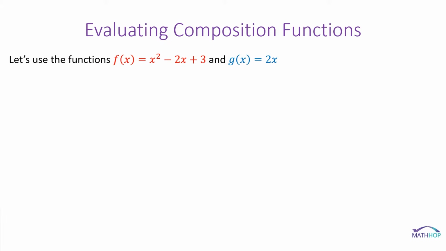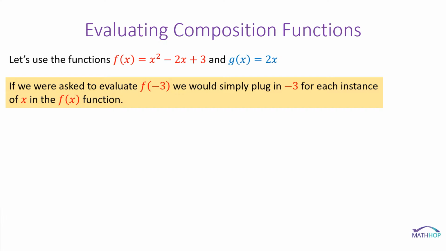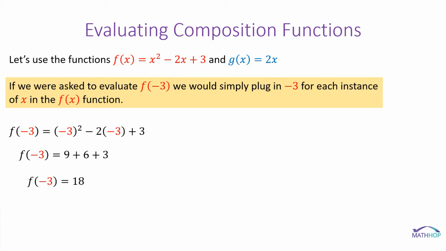All right, let's look at two functions and get to the bottom of this. Let f of x equal x squared minus 2x plus 3 and g of x equal 2x, and let's say we were asked to evaluate f of negative 3. Well, that would be easy. We would simply take negative 3 and plug it in for each instance of x in the f function. Why the f function? Because it said f of negative 3. F of negative 3 is the quantity negative 3 squared, which is 9, minus 2 times negative 3, plus 3. Putting it all together, we get f of negative 3 equals 9 plus 6 plus 3, or 18.